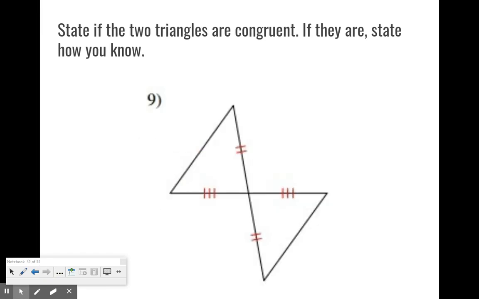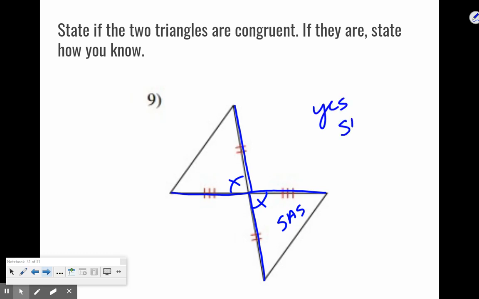Here we have two congruent sides on both, and I see vertical angles. I notice that I have side, angle, side, and side, angle, side. So you should have said yes, by side, angle, side.